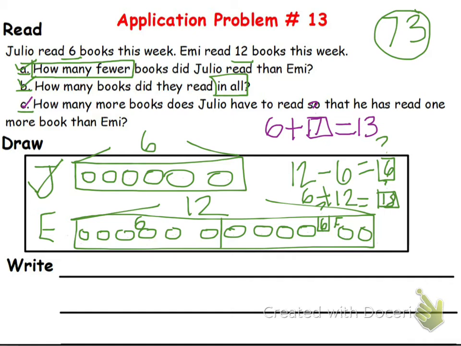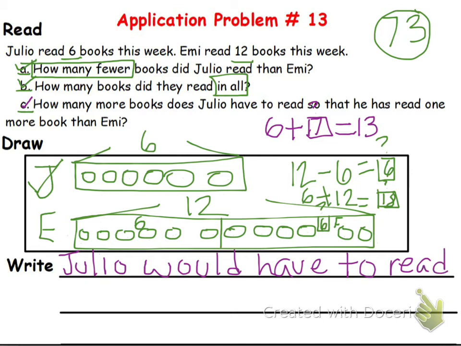All right, one thing that you could have said is that Julio would have to read 7 more books. Period. All right, that's it.